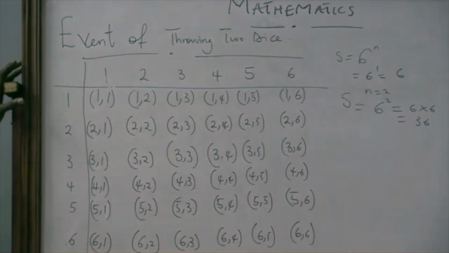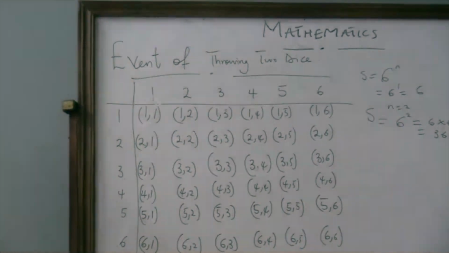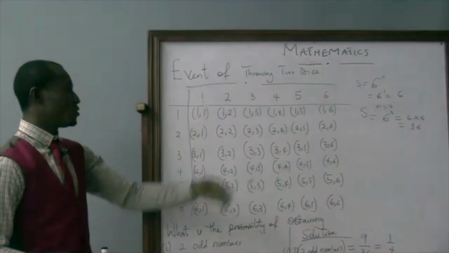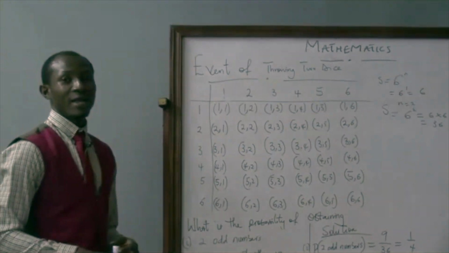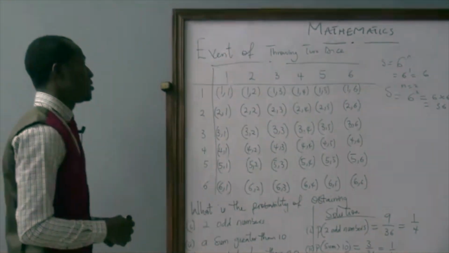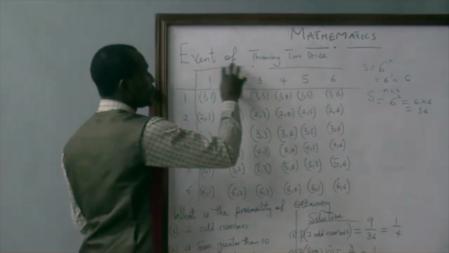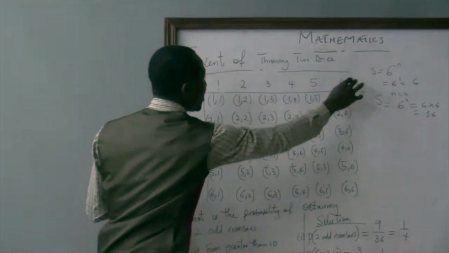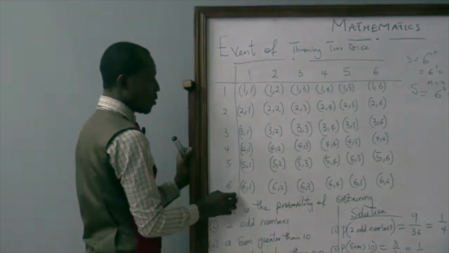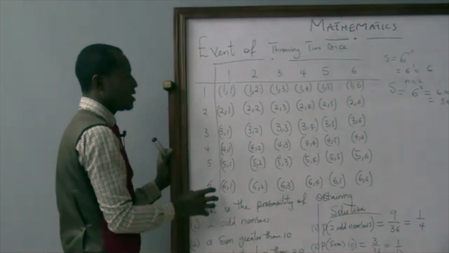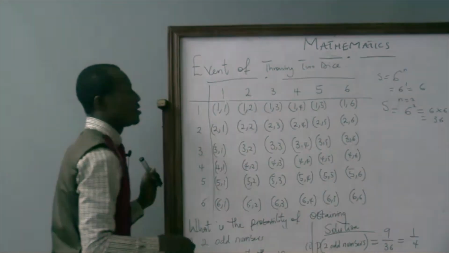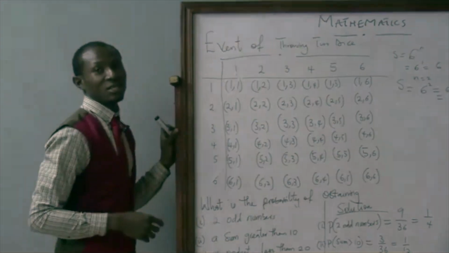But that aside, how do we get the sample space for the event of throwing 2 dice, or 1 die twice? What you just have to do is draw the possible outcomes for the first die, and draw the possible outcomes for the second die. This one vertically, this horizontally. So we now begin to see their intersection.